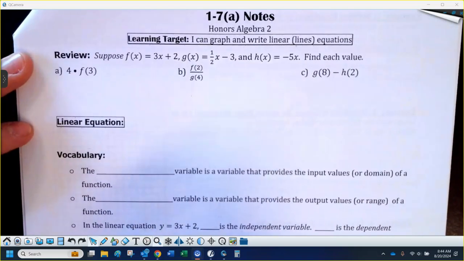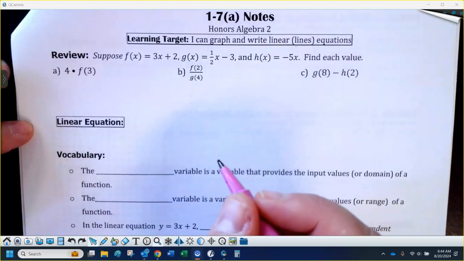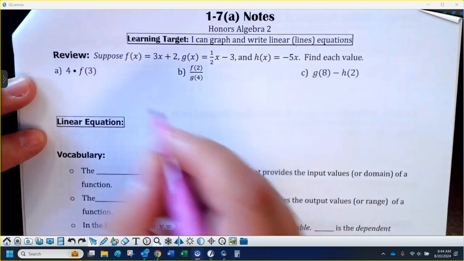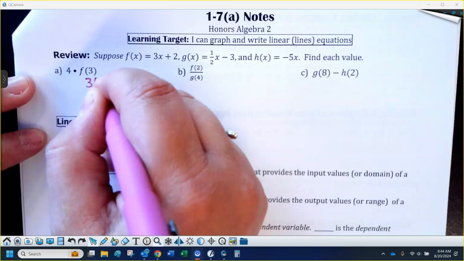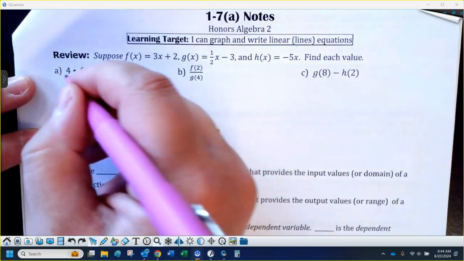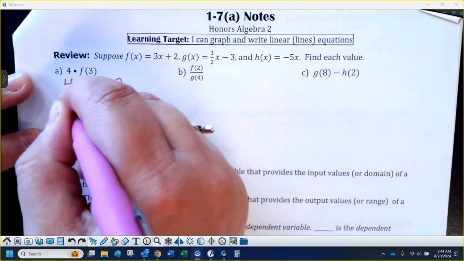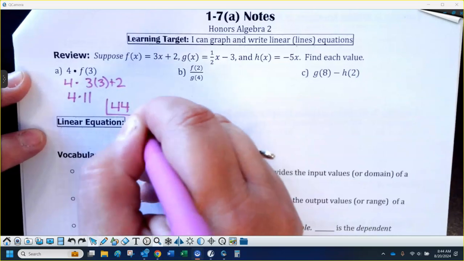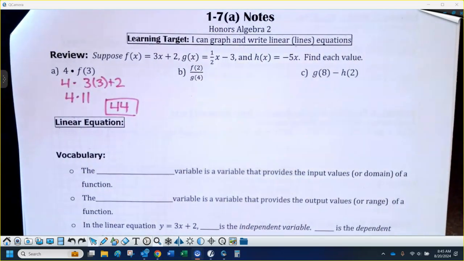So first I just replaced the x with 3 in parentheses: 3 times 3 plus 2. Which then got me to 9 plus 2. So I got 4 times 9 plus 2, and 4 times 11, and 44. Awesome. That's all you have to do. So just remember, it's called function notation.